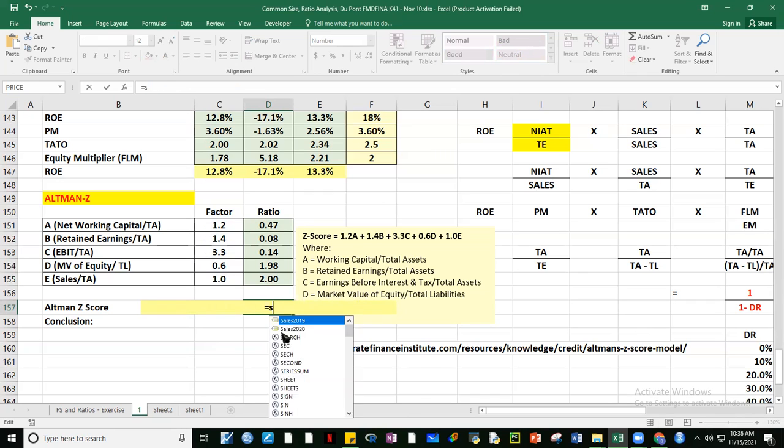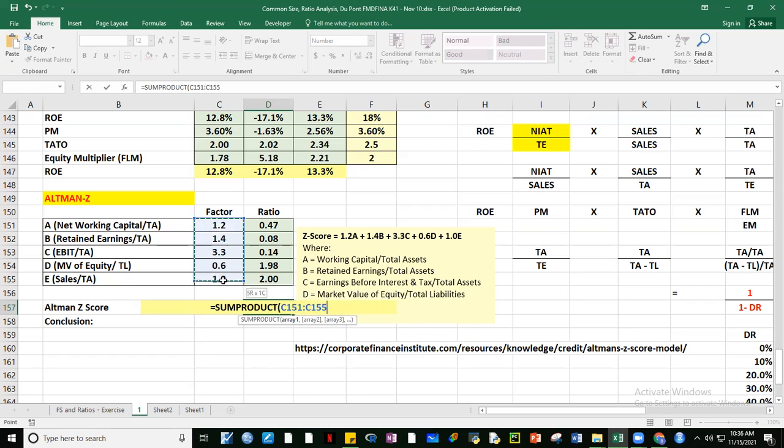May function tayo sa Excel na sum product. This one. Sum product returns the sum of the products of corresponding ranges of array. So pwede natin shortcut to kaysa isa-isahin natin yan. So sum product, the factor, and the ratio. Ang gagawin niya, i-multiply niya bawat isa. Okay, kukunin niya yung product tapos isa-sum up niya. Okay? Alright. So we have now a value 4.34.